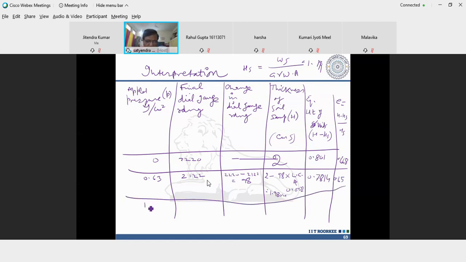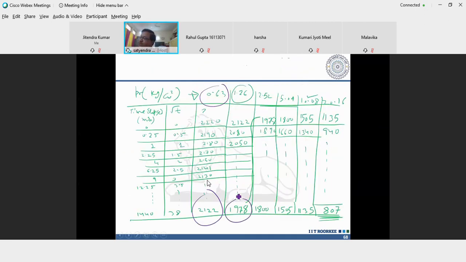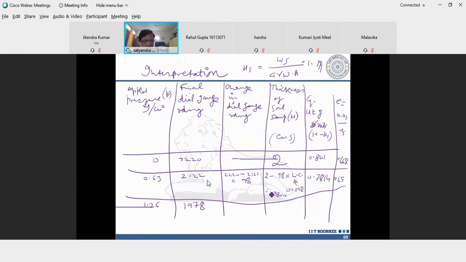Now next increment was 1.26, and 1978 was the last reading of this. So let me save the time. This comes out as 0.628. So for every reading, you will place these.